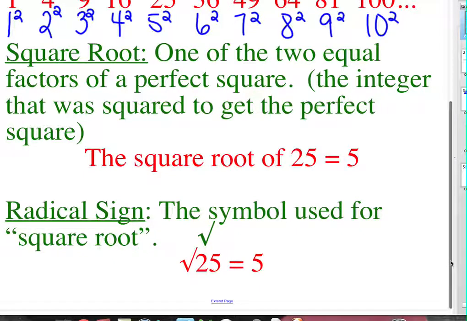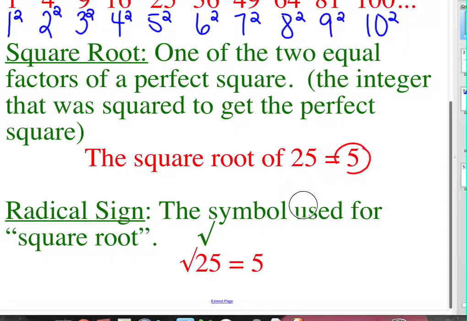So, the definition. A square root is one of the two equal factors of a perfect square. That can be confusing. So in my words it says, the integer that was squared to get the perfect square. So if I ask you what the square root of 25 is, you kind of need to think backwards and ask yourself, what number to the second power equals 25? Okay, and then you think, oh, that's 5, right? 5 to the second power equals 25. So we say that the square root of 25 is 5, right there. It's not 5 squared, it's just the 5.